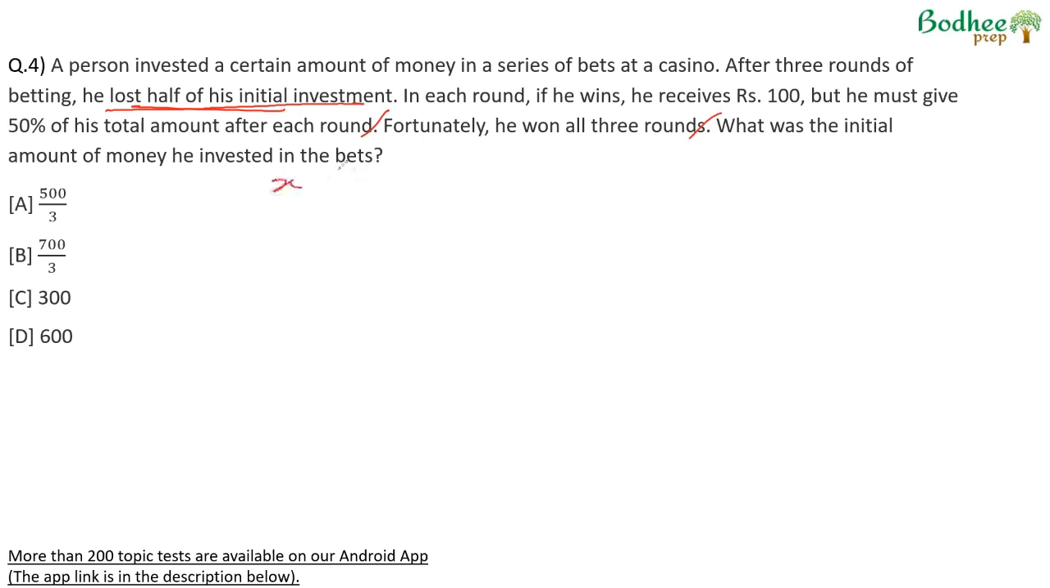Suppose initially he had X amount of money. He invests that and wins, therefore has X plus 100, then gives away half of this, therefore is left with X plus 100 by 2. If you give 50%, you're left with 50%. So this is after winning, and this is after giving away.